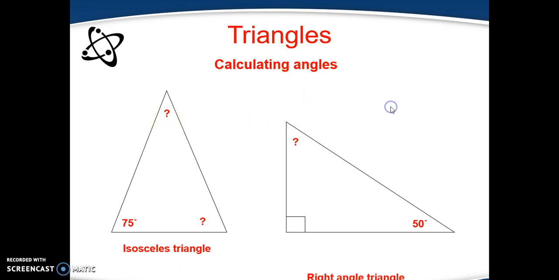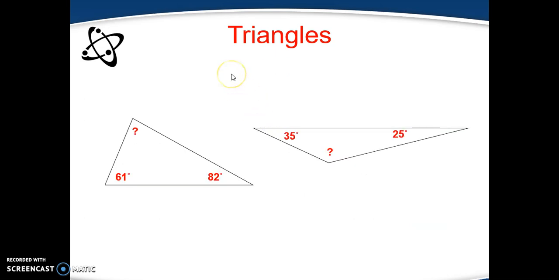Let's have a look at the next triangle. This is a right angle triangle, and if you remember from the first part, the little square denotes a right angle. So how do we find out the value of this angle? It's very simple. You add the 50 degrees from this angle to the 90 degrees of this angle, and that gives you 140. You take 140 away from 180, and that tells you this angle must be 40 degrees.